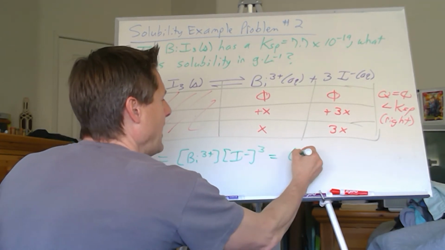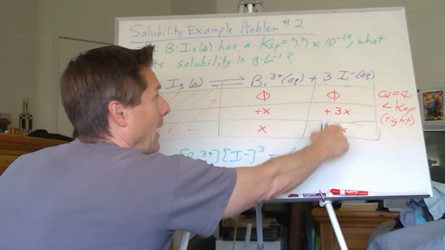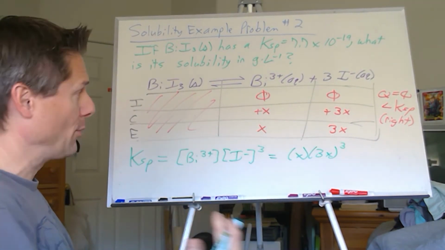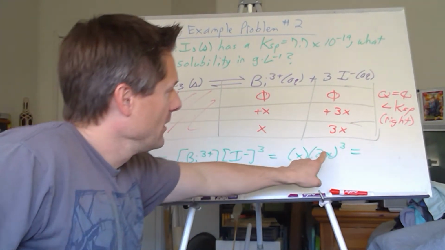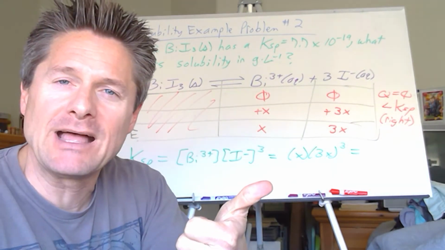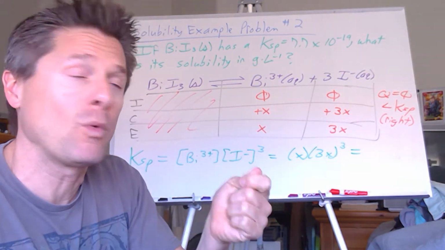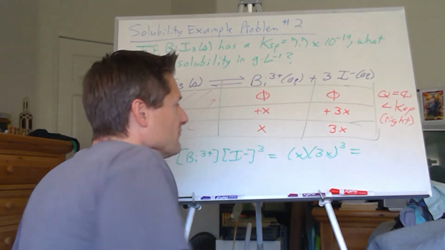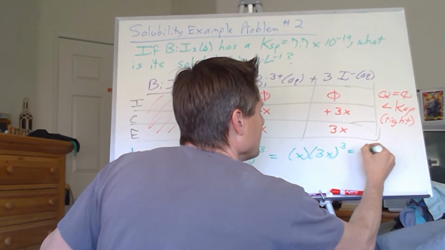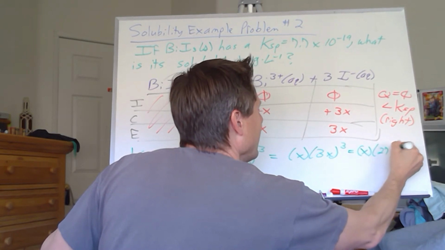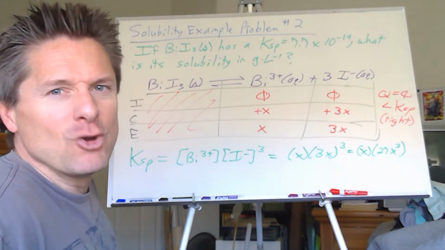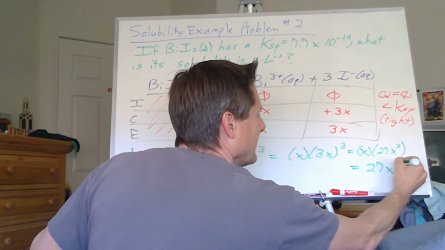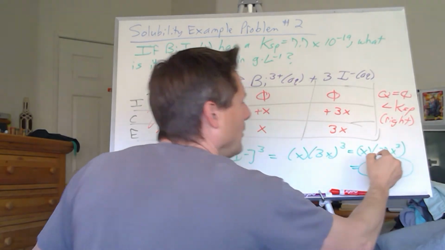So bismuth will be x. Iodide will be 3x, but I have to cube that whole term. So if I simplify this, what's 3 cubed? 3 times 3 is 9. 9 times 3 is 27. So 3 cubed is 27. So that's x times 27x cubed. Everybody see that? Let's break this up. So that's x times 27x cubed. I normally don't show that step. So this will be 27x to the 4th.